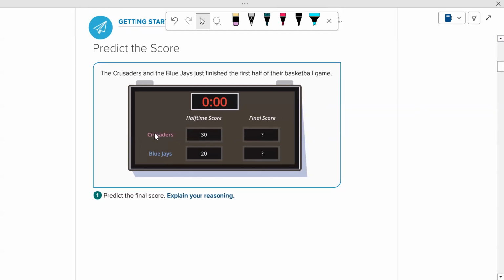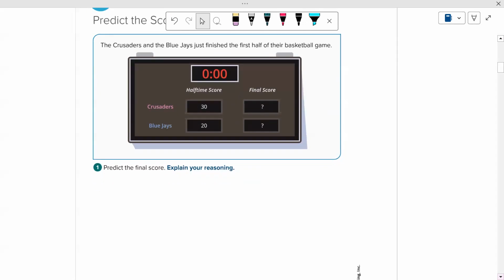So now we go back to page 170, as you see right here with this pretty little scoreboard. We see Crusaders, we see Blue Jays. We notice the halftime scores are recorded and the final scores are here. The Crusaders and the Blue Jays just finished the first half of their basketball game. So the question asks you to predict their final score and please explain your reasoning. So that's what we're going to do for this first one. Our answers may be different. They can be the same.